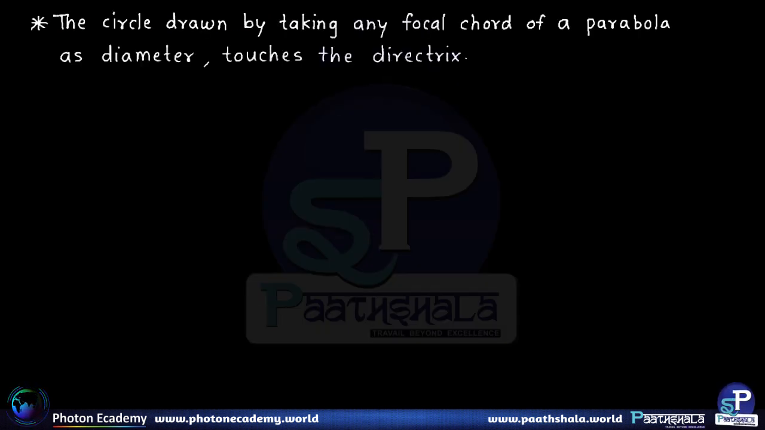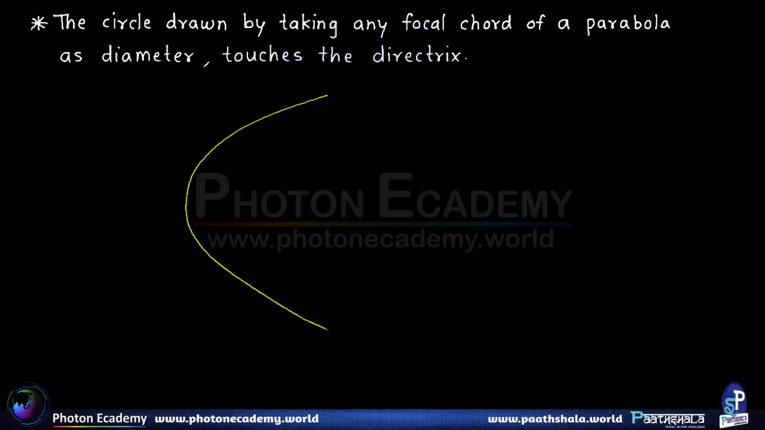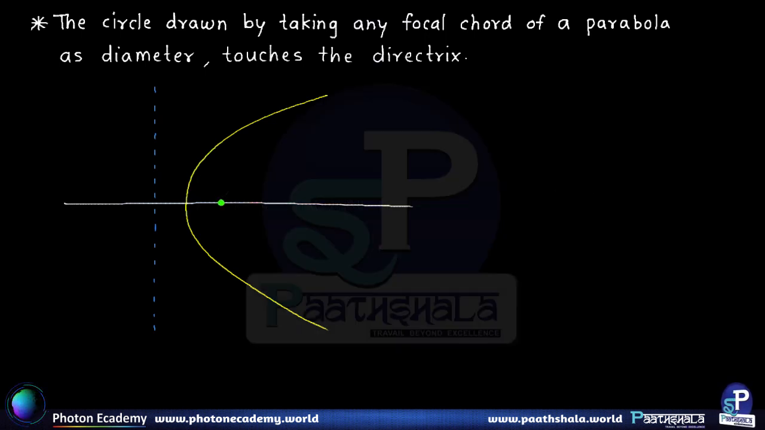The circle drawn by taking any focal chord of a parabola as a diameter touches the directrix of the parabola. So now here let's consider a parabola with its axis and the directrix, which will be at a certain distance. And let us consider symmetrically located focus. Now by focal chord we mean any segment that passes through the focus of the parabola and it meets the parabola at 2 points.